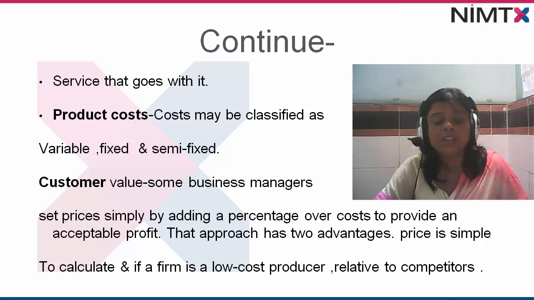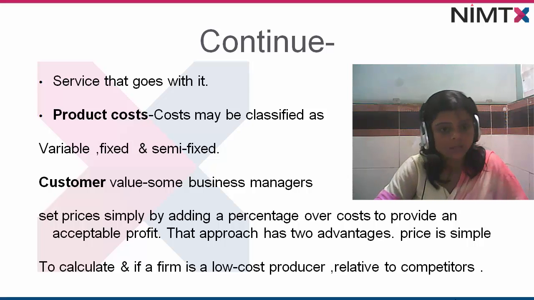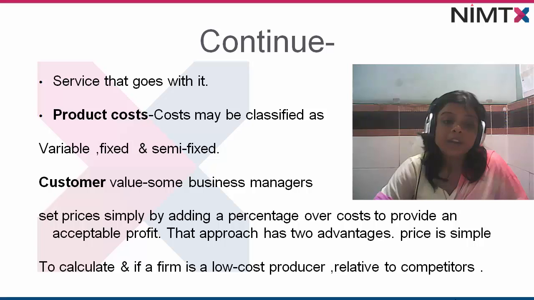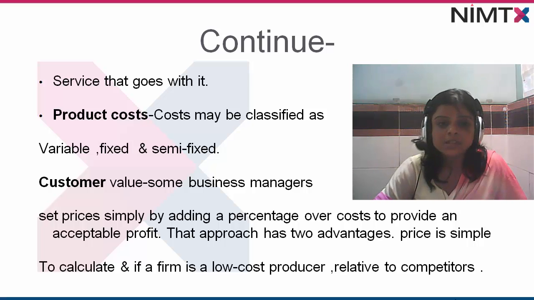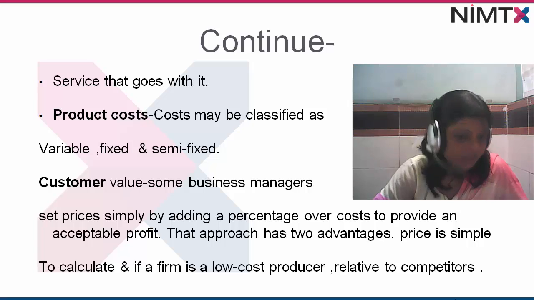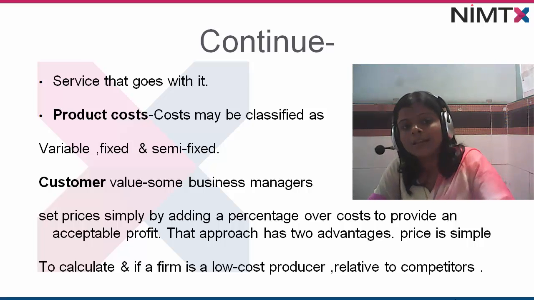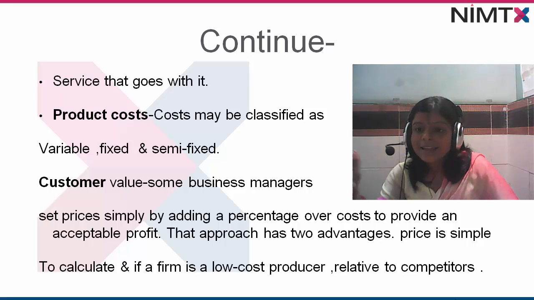You are making the communication, you are making exchanges, and you are making the transactions. Okay, so according to that you will decide what the price of a product will be. Then a product cost may be classified as variable, fixed and semi-fixed. The cost can be of three types. Remember this: it can be variable, fixed, or semi-fixed. So this is the introductory part of price.